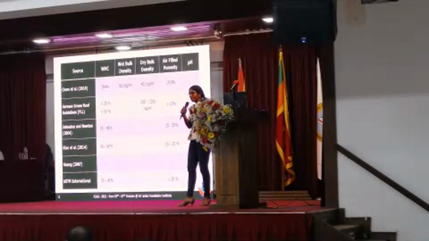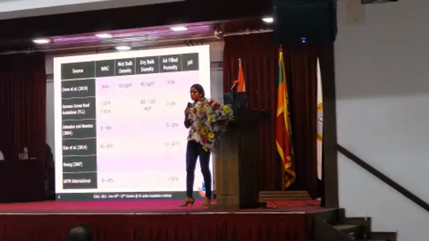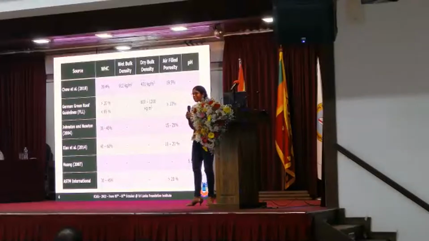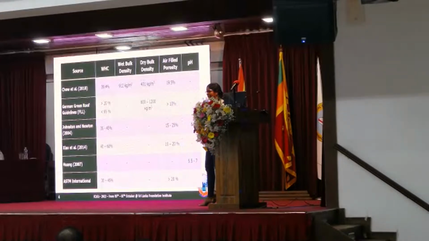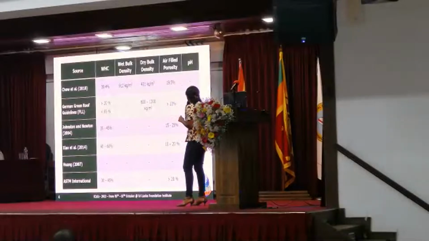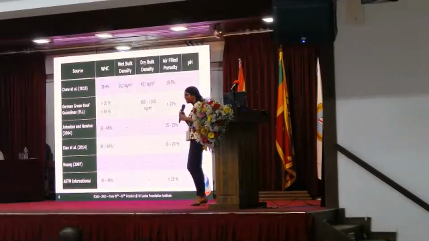Air-filled porosity is another important parameter, because oxygen diffusion through the substrate is important for successful plant growth. Also, the pH of the substrate should be maintained at a range so that the plant roots can absorb the necessary nutrients. So as we have identified from various standards and literature, the relevant parameters, the values for each of the parameters are listed in this table.